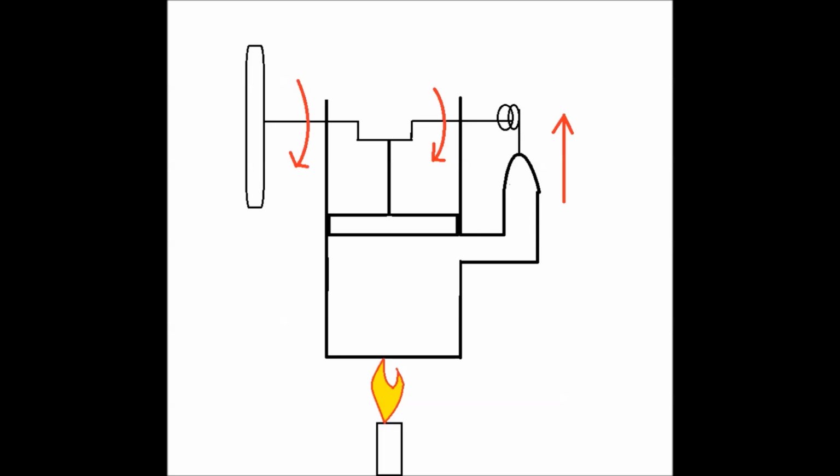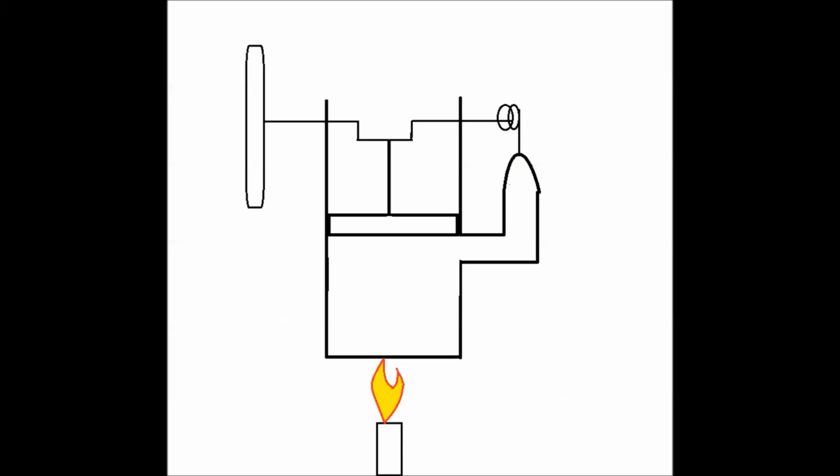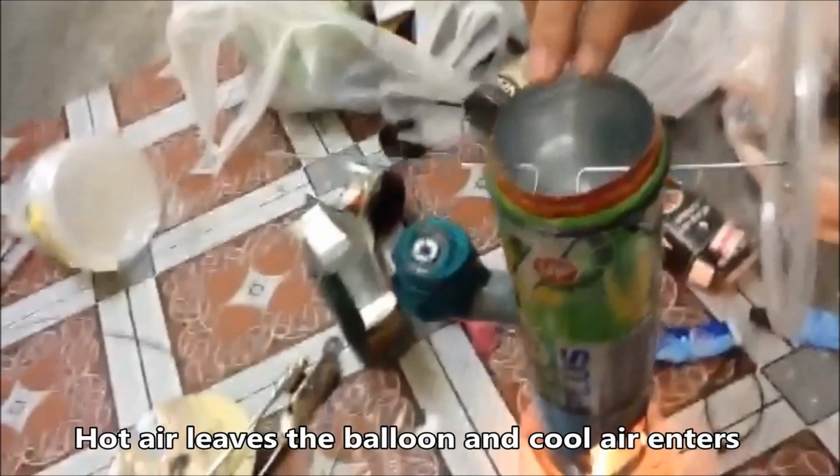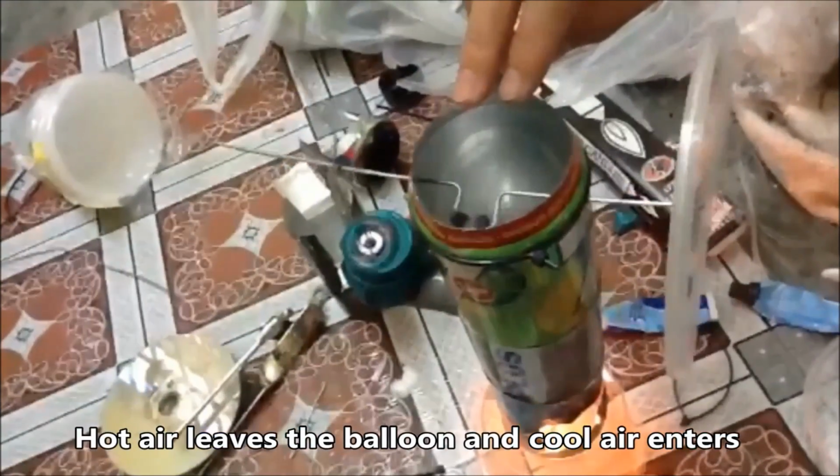Then as the piston has achieved its maximum height, it will fall back via gravity, and the air inside the Stirling engine will be cooled as well. That will cause the piston to fall down and the air to contract.